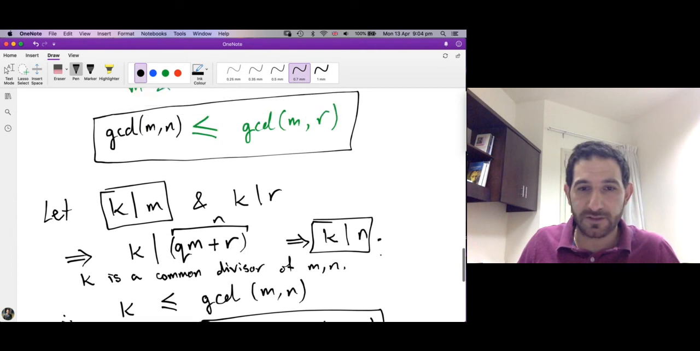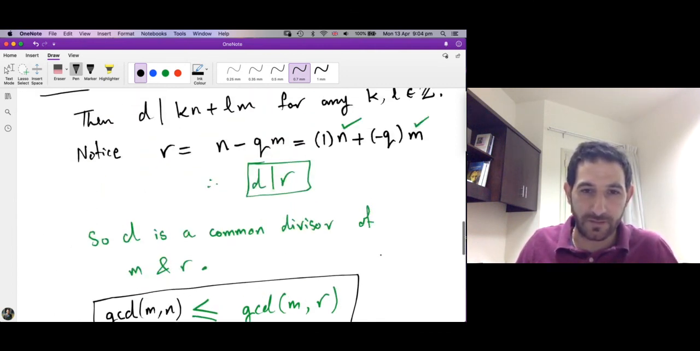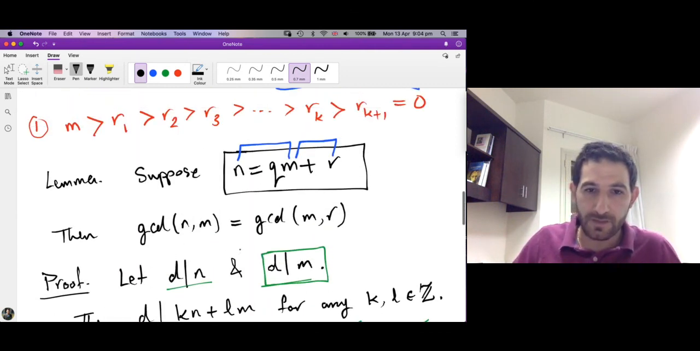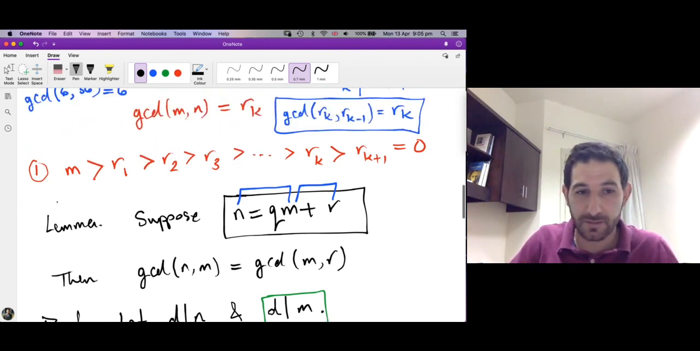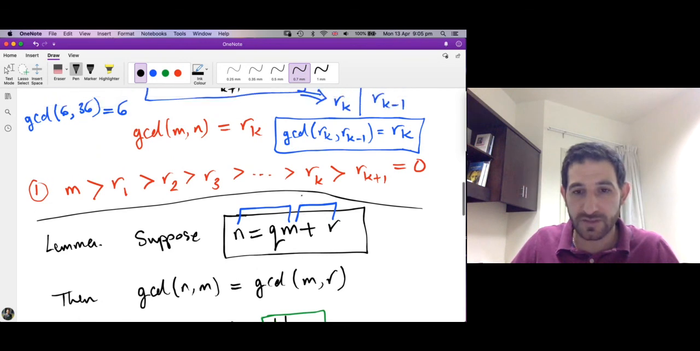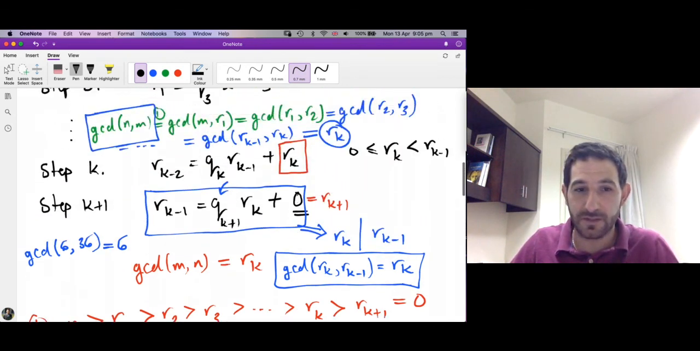Okay, so this is this. We proved this theorem: that if you write the numbers in this form, then the GCD of n and m is equal to the GCD of m and r. And we use this lemma. Okay, where did we use this lemma? We used it several times.